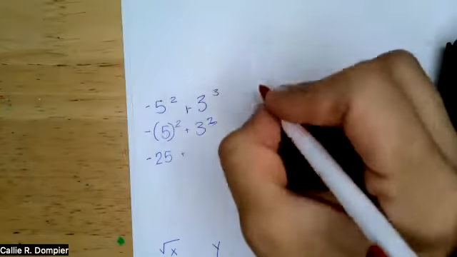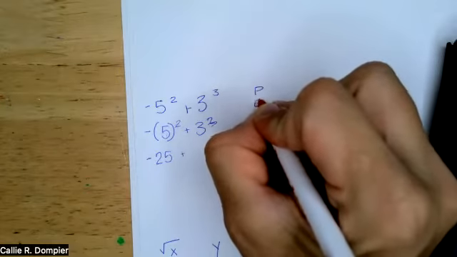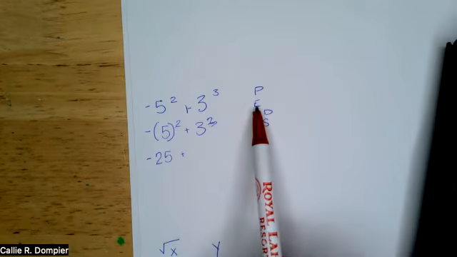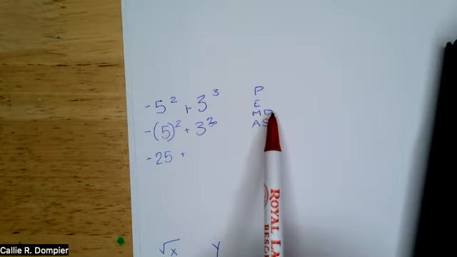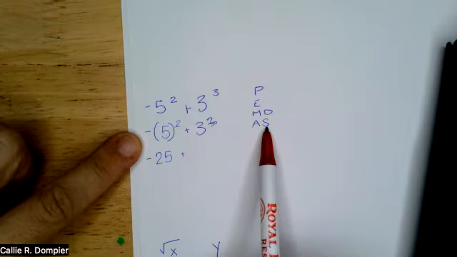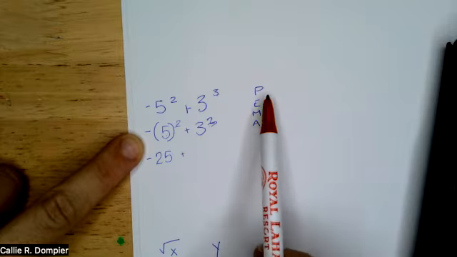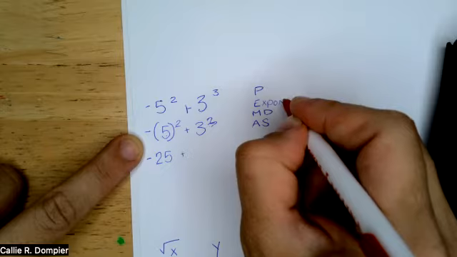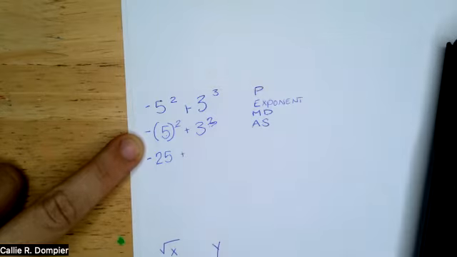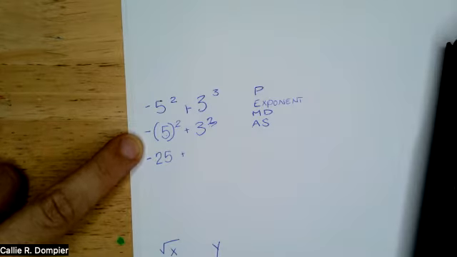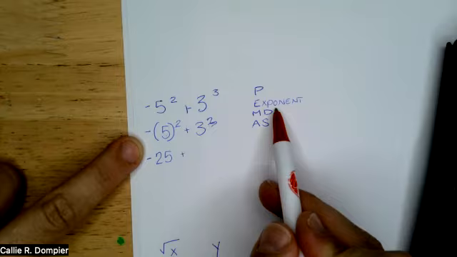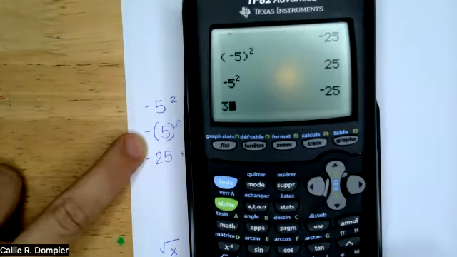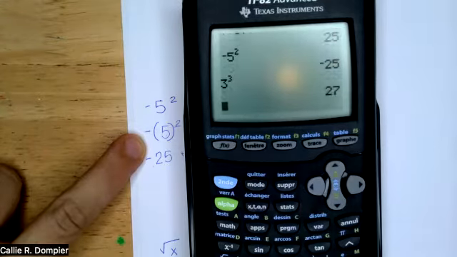Why? Because we have PEMDAS, right? Exponents are above multiplication, division, addition, or subtraction. That's actually a subtraction sign, so you're going to do the exponent in the order of operations before you apply the negative. We solve the exponent and then we apply the negative, okay? 3 times 3 times 3 is going to be 27.